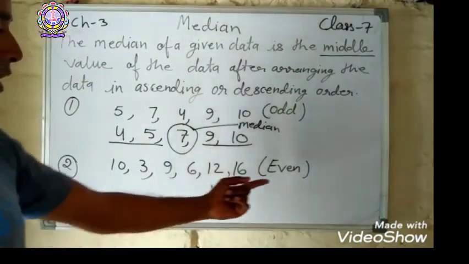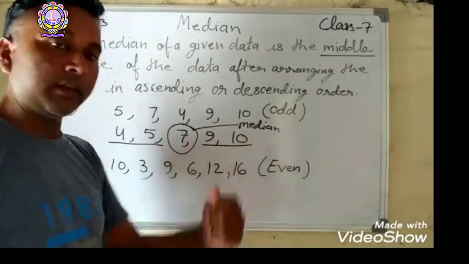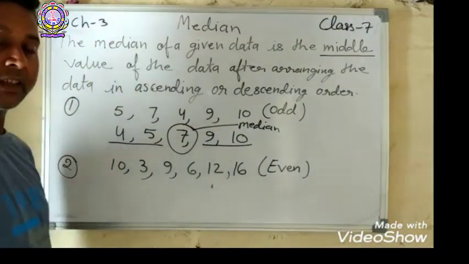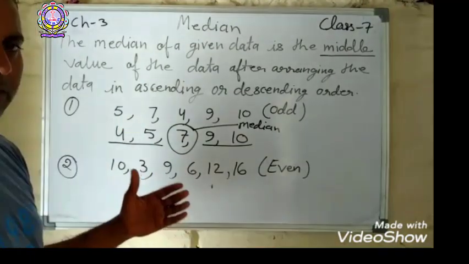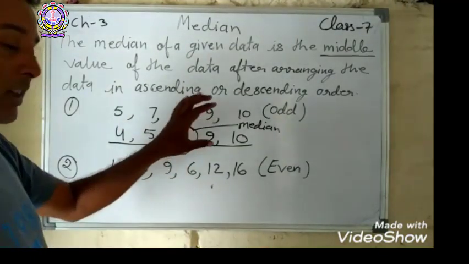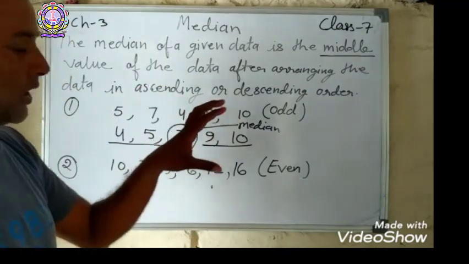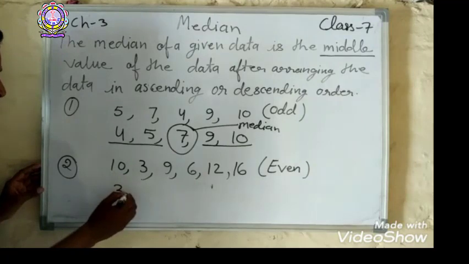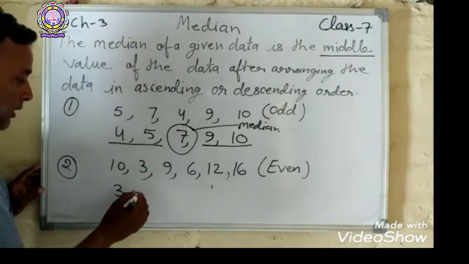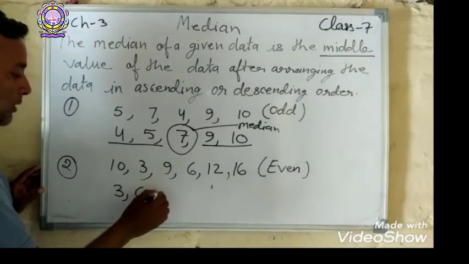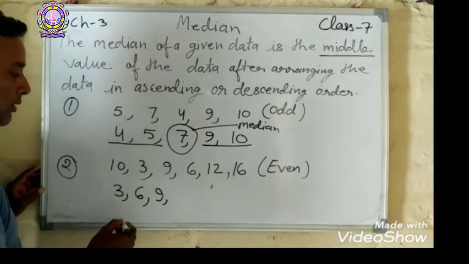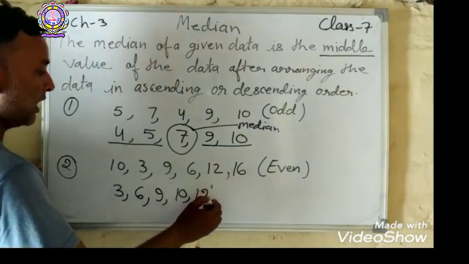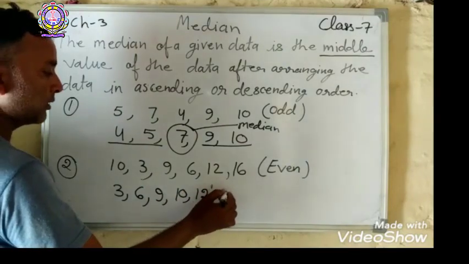Now, when the number of observations is even, count 1, 2, 3, 4, 5, 6. There are 6, so the process is different. The first step is the same. First we arrange in ascending order. This is the smallest observation, that is 3. And after 3, that is 6. And after 6, that is 9. And after 9, that is 10. And after 10, that is 12. And after 12, that is 6.